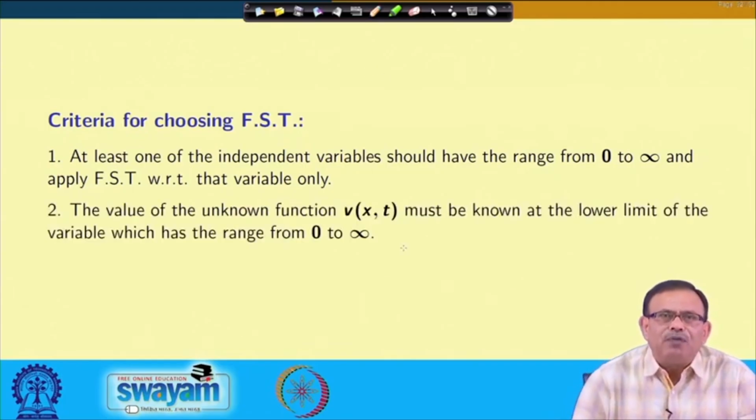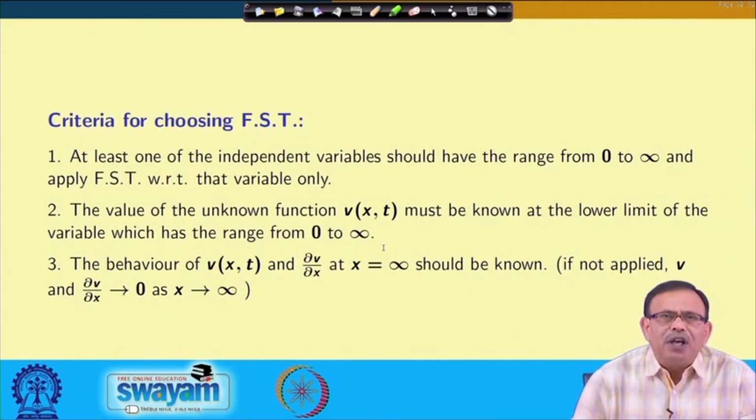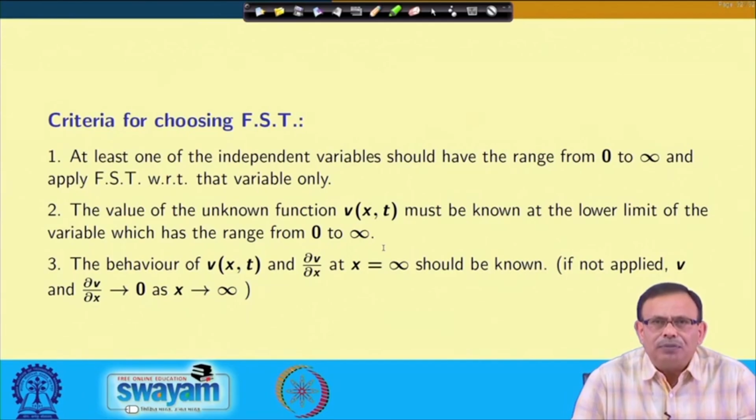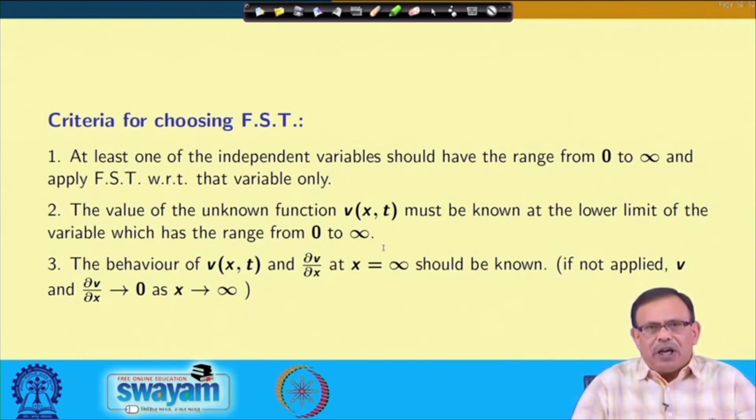Number 2, the value of the unknown function v(x,t) must be known at the lower limit, that is at 0, of the variable which has the range. And number 3, the behavior of v(x,t) and del v del x at x equals infinity should be known. Please note that behavior means what the possible values can be, what kind of values it can have. It may be constant or it may approach 0, whatever it may be. If it is not specified, then we assume that v and del v del x approach 0 as x approaches infinity. Conditions 2 and 3 we have shown over there, the reason for using this.